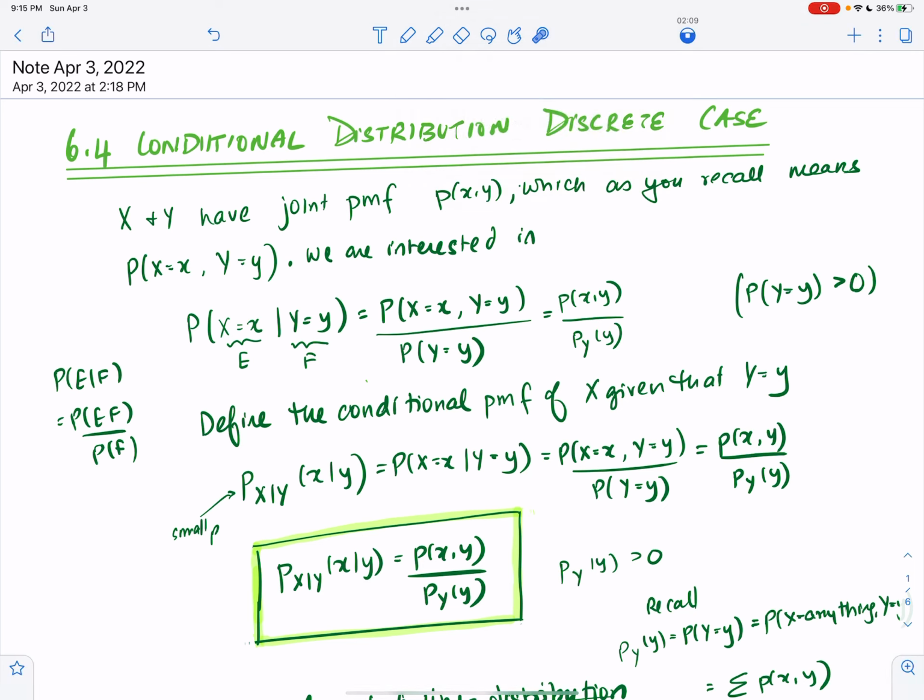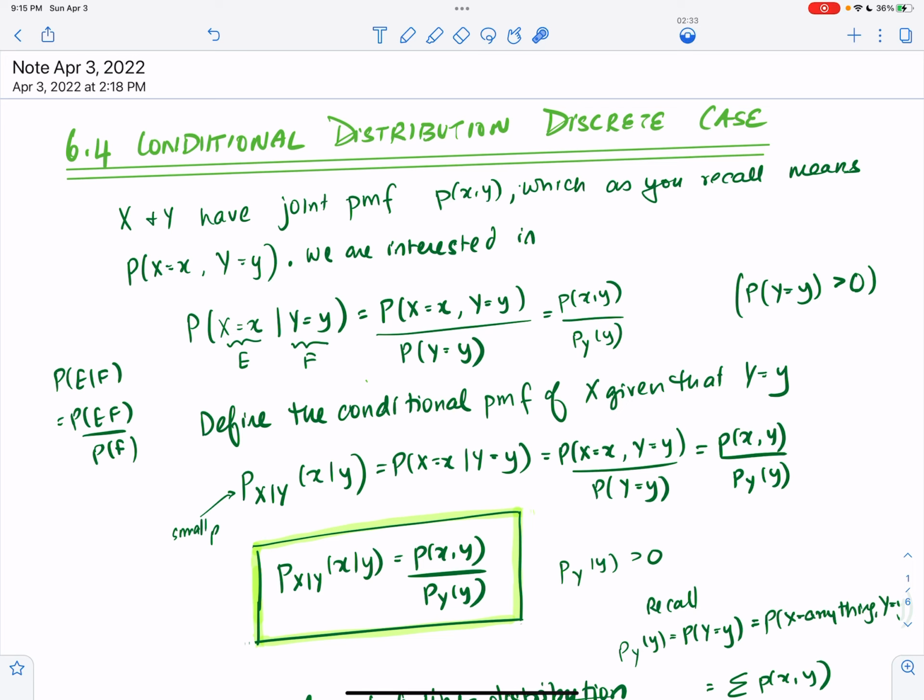X and Y have joint probability mass function P of x comma y, which as you recall means the probability X equals x and Y equals y. What we're interested in is the probability X equals x, given that Y equals a certain value. So you know that the outcome of the experiment gave you that Y equals a certain value.